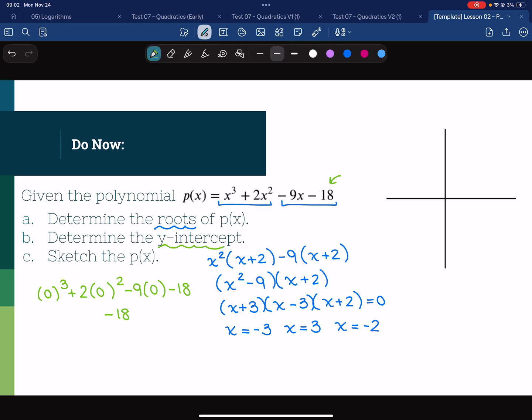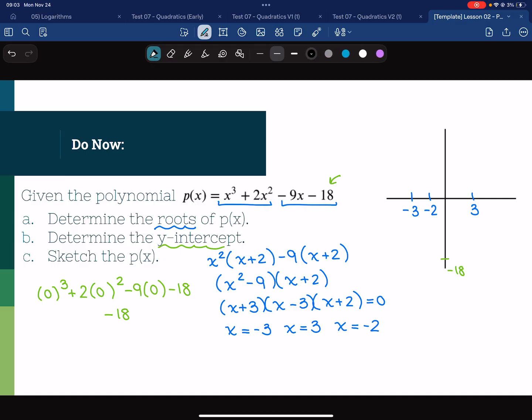So putting that together here, just to get our sketch in play, the big thing with your sketch is that you include all of your intercepts on that graph. It doesn't have to be drawn to scale in any way, but we know we had a negative 3, negative 2, a positive 3, and way down somewhere here, we got a negative 18. Again, it does not need to be drawn to scale in any which way. We just have to make sure we pass through those points.